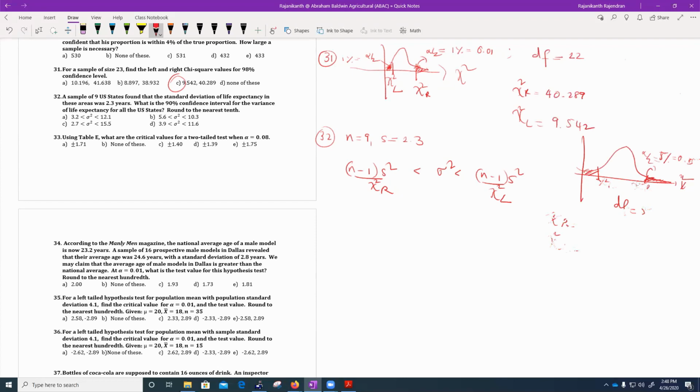So if you look at chi-square left and right, you should get, please check with my answer. So I got chi-square right as 15.507 and chi-squared left as 2.733.